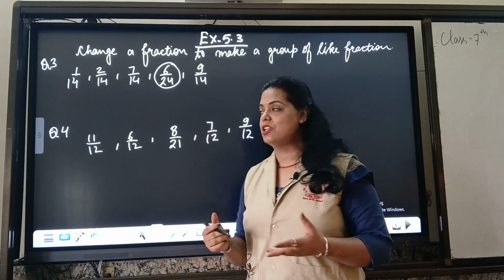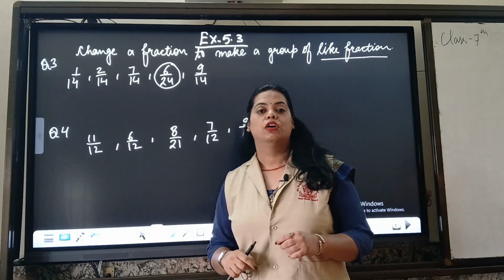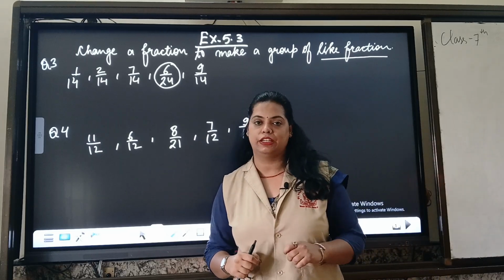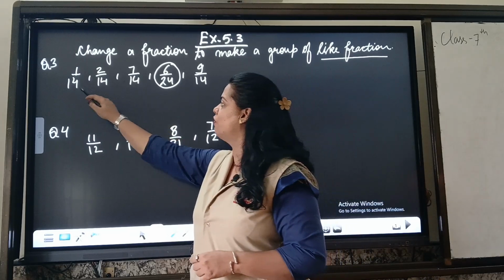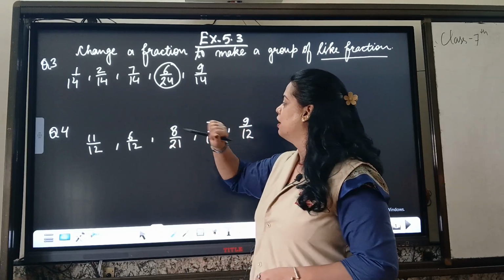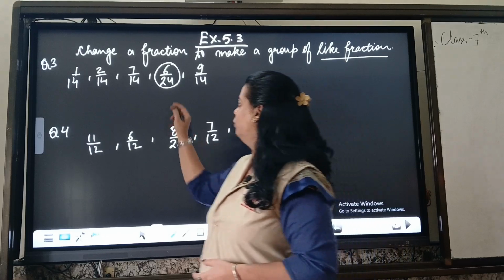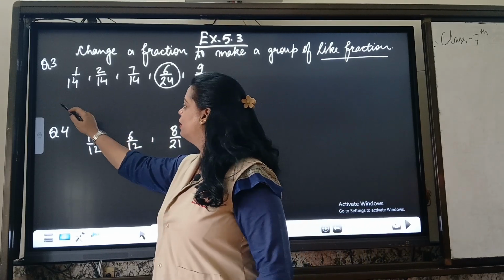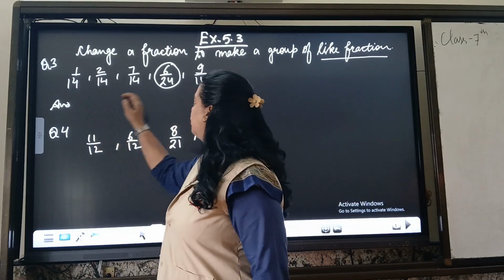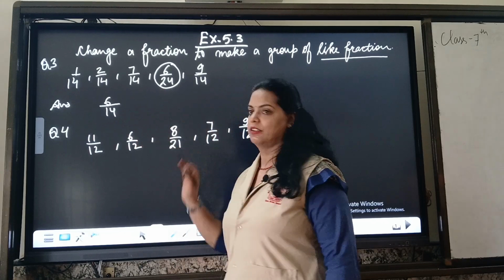What is a like fraction? Like fractions stand for those fractions which have the same denominator. You can see each and every fraction has the same denominator except this one. So we will change its denominator and afterwards it will convert into a like fraction. So the number to be changed is 6 by 14. That's it.